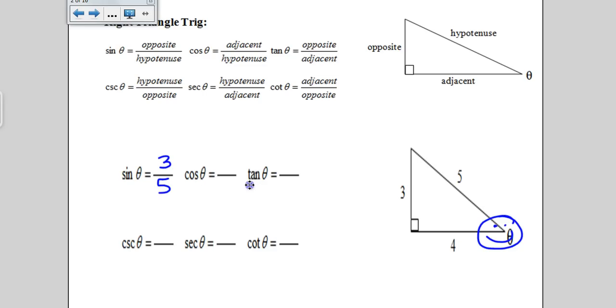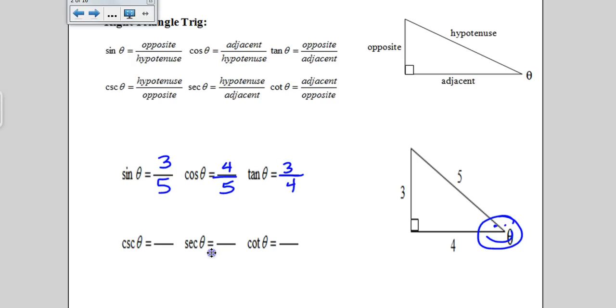Cosine is adjacent over hypotenuse. So adjacent means next to you, which is a 4, over hypotenuse, which is a 5. And then tangent is opposite over adjacent. So opposite of you is a 3, and adjacent to you is the 4.